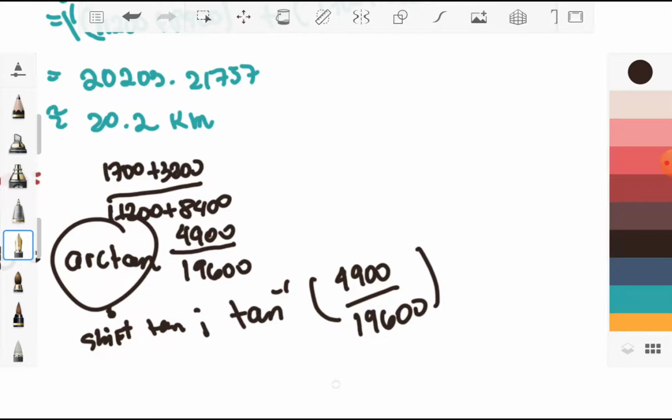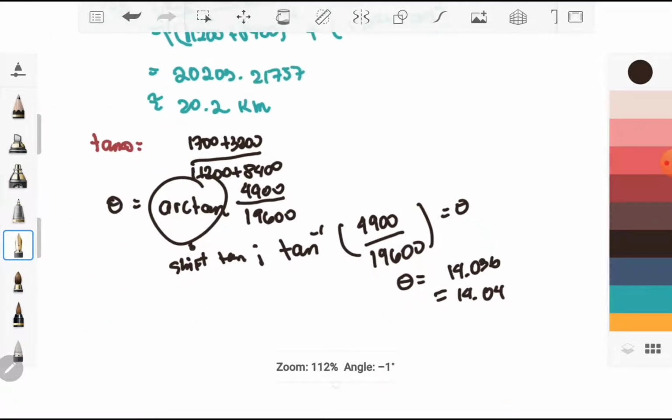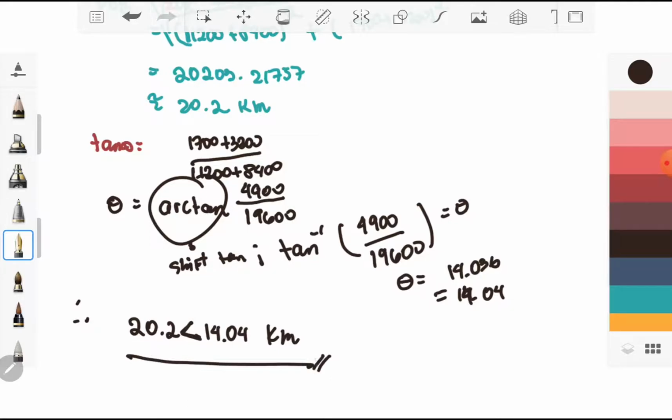So, you have the angle theta. Our theta is equal to 14.036, but the answer I will accept is 14.04, because of rounding up, right? So, therefore, the answer must be 20.2 kilometers at an angle of 14.04 degrees. Okay?